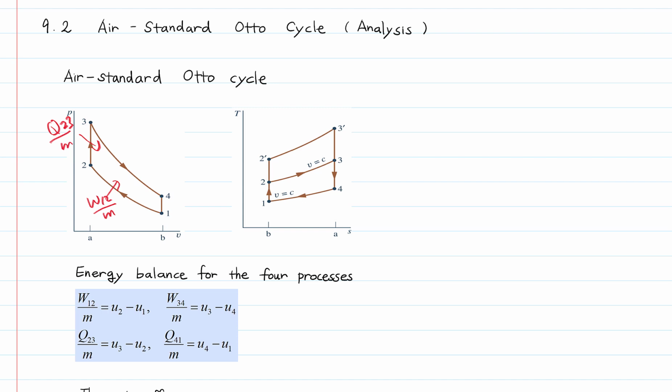W34 is the work done by air. It is the specific internal energy difference between state 3 and 4. Q41 is the heat transfer from air. It is the specific internal energy difference between state 4 and 1.